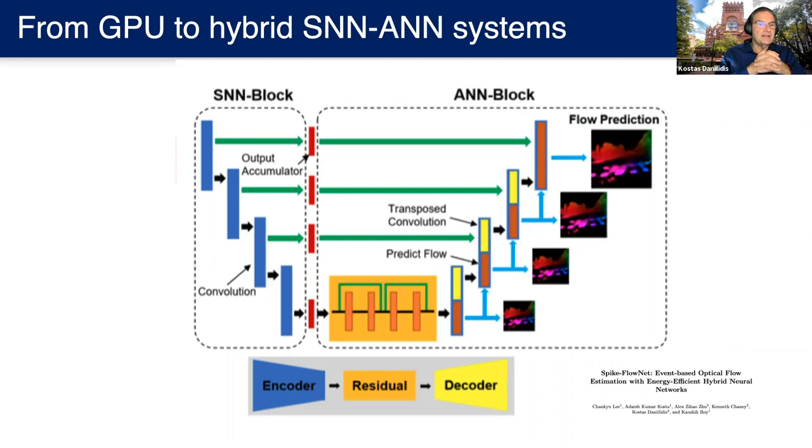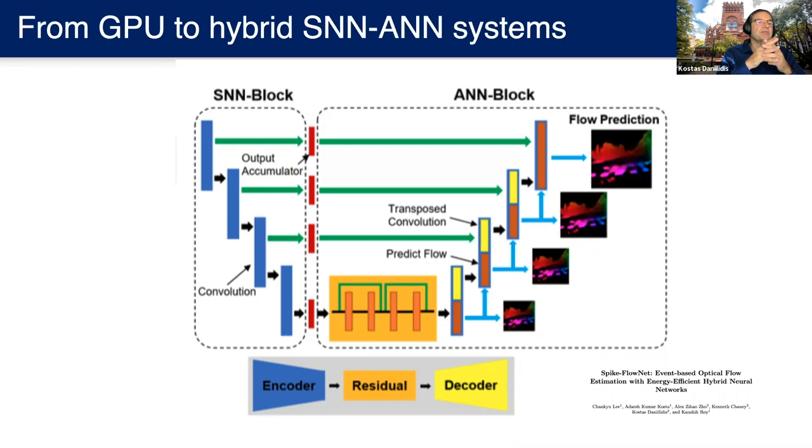The immediate thing that we can do when we have events as input is to have something that processes events and outputs events, which is what is called a spiking neural network. There are some examples around. There is the TrueNorth processor from IBM. There is the Loihi from Intel, and there are simulators for those.